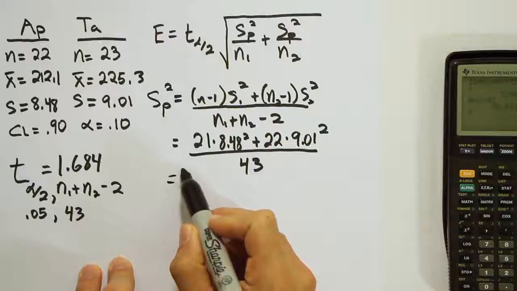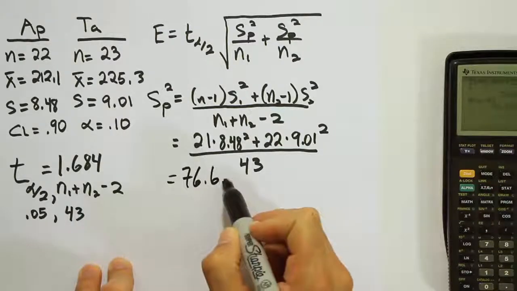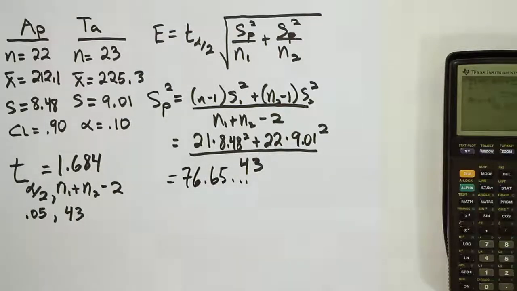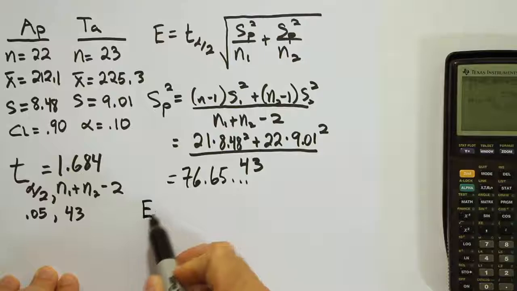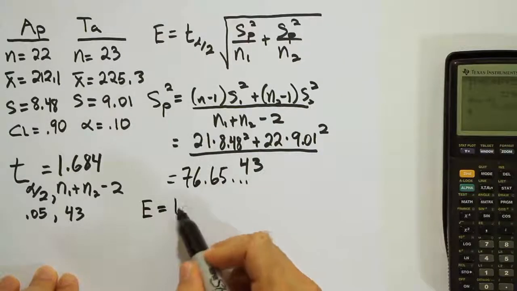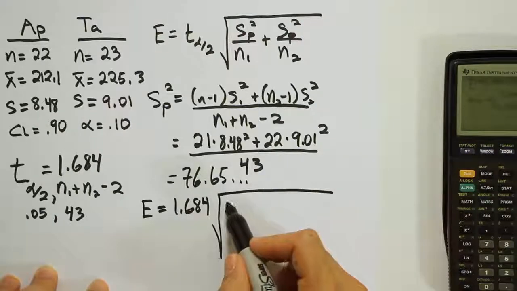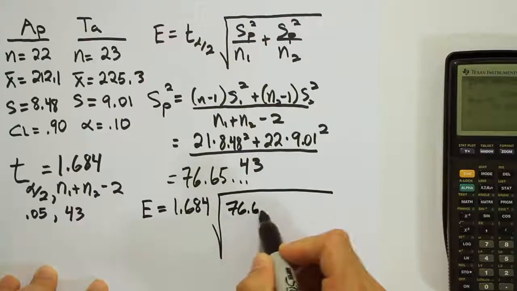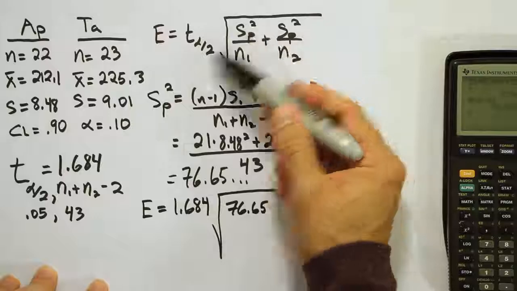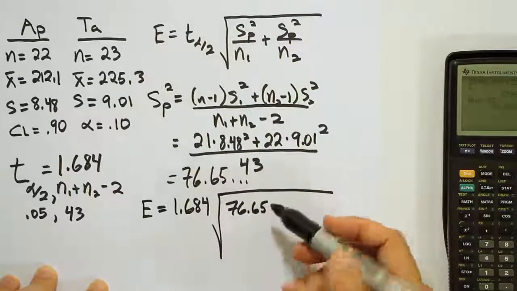Okay, so remember our answer here was 76.65... We'll just write on and on and on. Okay, now let's take that and plug it into here finally to get our margin of error. All right, so our t table value is 1.684. That'll be times the square root of this 76.65 number. Notice it's already squared, so we don't have to square it or anything. We just plug it in as is, right?